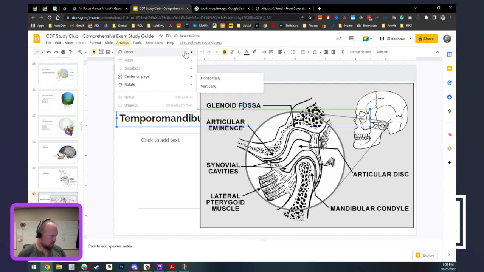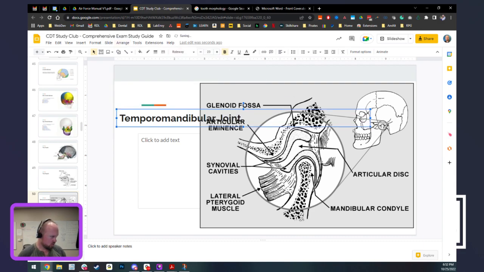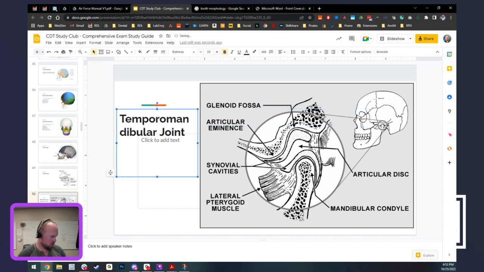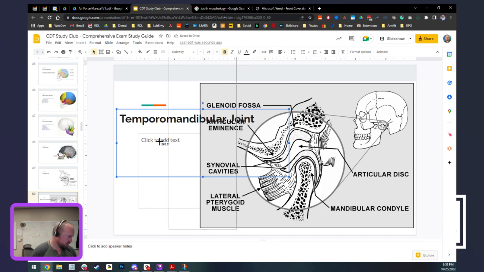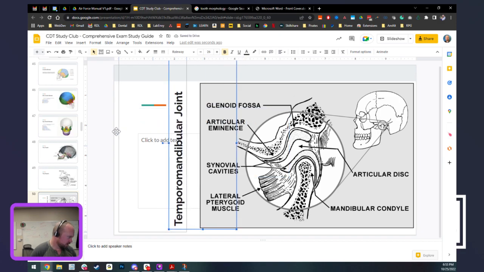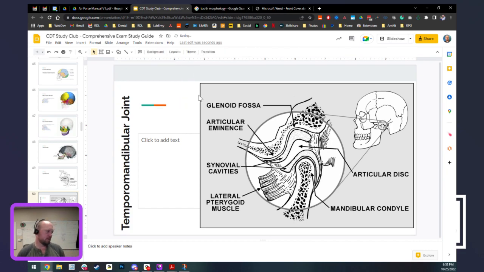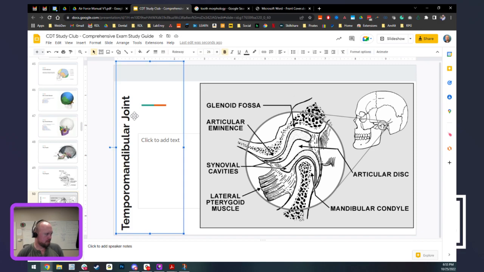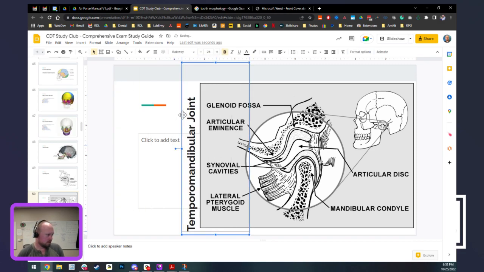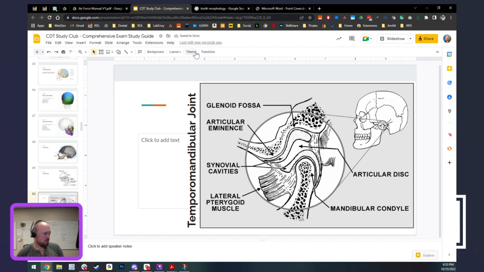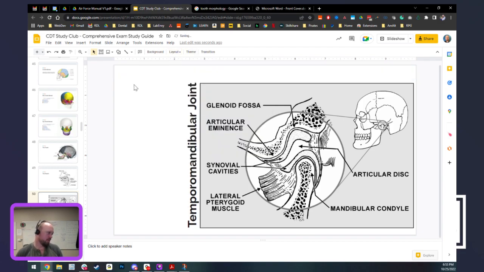Arrange, bring to front. Well, fine. What if we just did this? No, not that. That's not fun. We're going to do this, and we're just going to rotate it because we can. And then we'll just move it right over here and be like, what? Temporomandibular joint. There it is. Congratulations. Boom. Solutions, not problems. We'll just make that layout blank so there's no other crap in the way. All right. Next page.